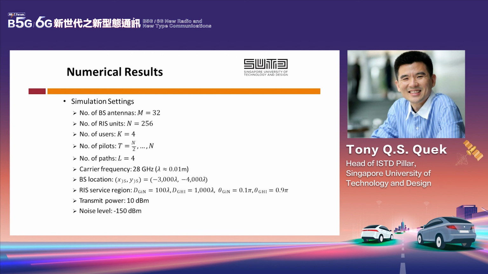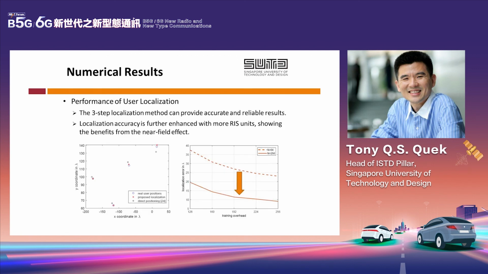We have a precise location, let's say the location of the base station, and this is my RIS surface region. And this is my transmit power and noise power. The whole idea is that I need to find the user. So in the paper, you will see that there's a 3-step, right? Why is there a 3-step? Because it involves 2 channels, one from the base station to the RIS, then the RIS to the user. To precisely find this, I have to estimate this, and the localization accuracy can be enhanced. So if you have more RIS units, I can improve.